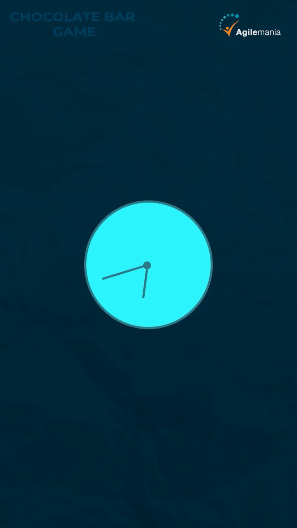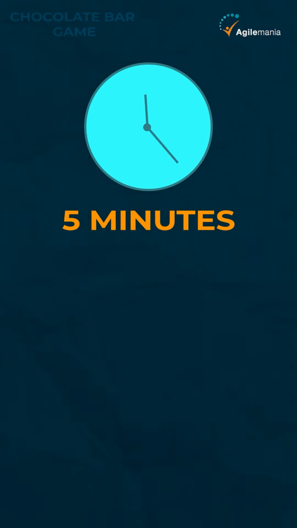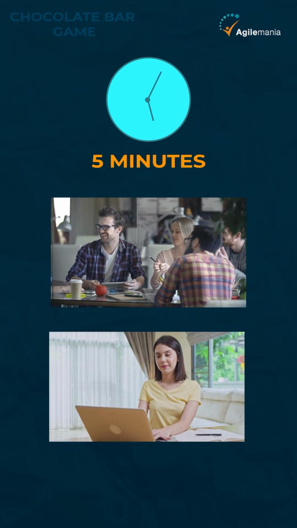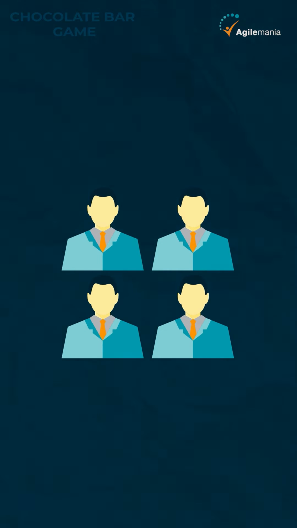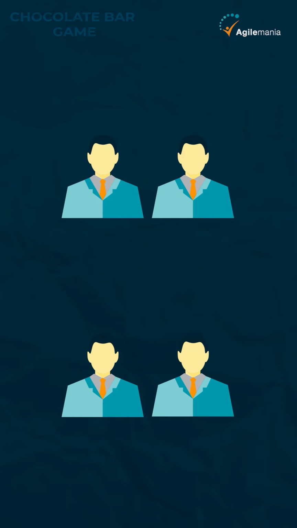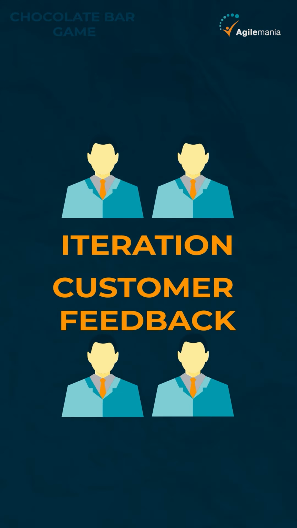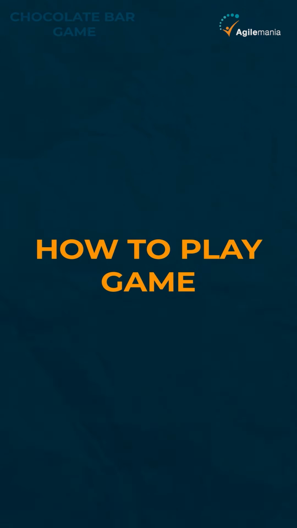The next game is Chocolate Bar Game. The time duration for this game is 5 minutes. This game can be played both in person and virtual. The number of players needed for this game is a minimum of 4 players. The learning objective for this game is iteration and customer feedback.